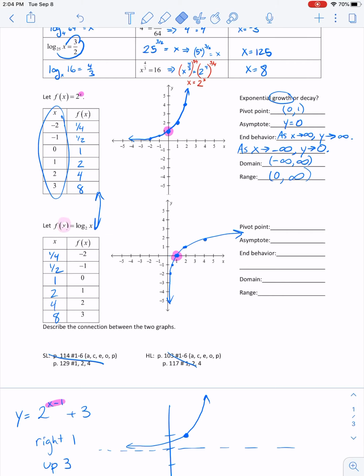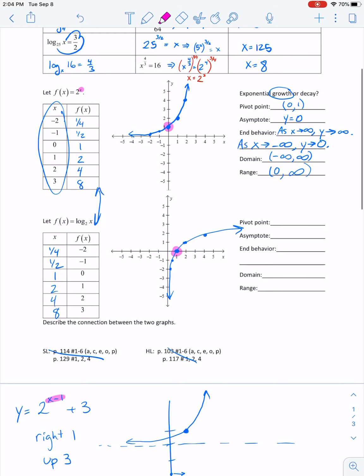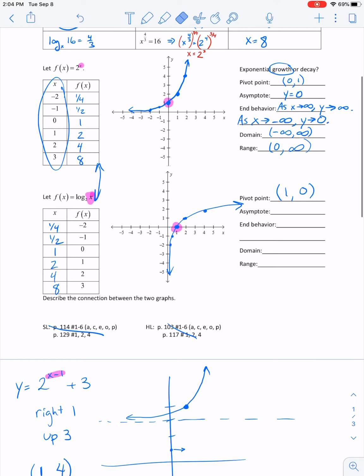Actually, I think I'm going to say this to you backwards, because when we start doing our transformations, I want to know, what do I get to make this part right here equal to 1? We'll do a transformation in just a second, but the pivot point here is going to be the point (1, 0). Notice we've switched x and y from the exponential equation. Okay, asymptote. Before it was y equals 0. Well, now our x's and our y's have changed, and now it's x equals 0.